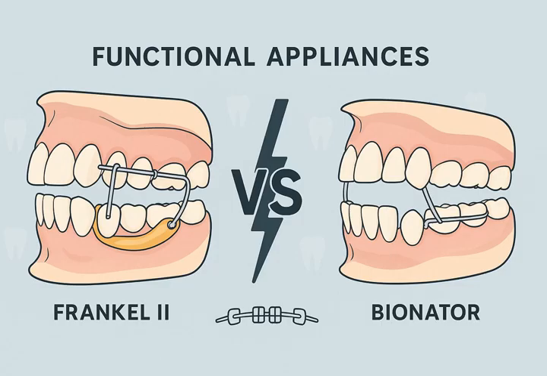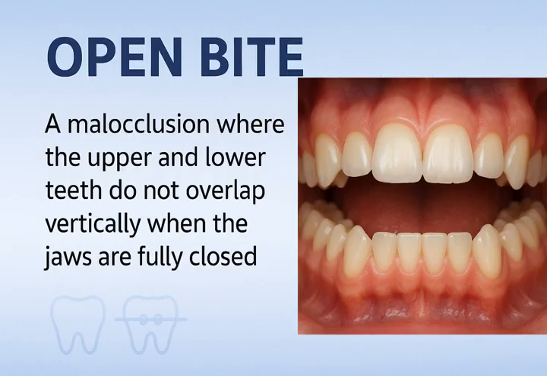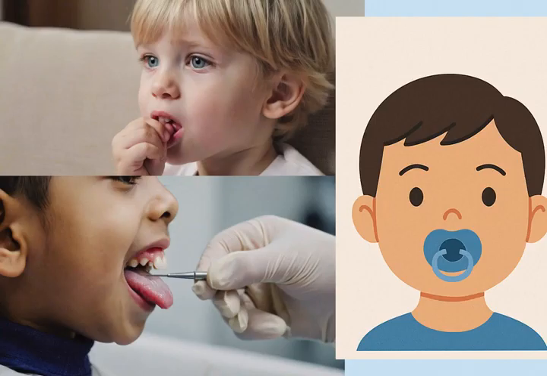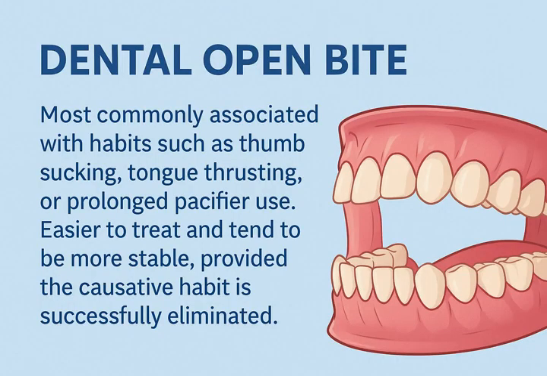Dental open bite. A dental open bite occurs when the anterior teeth fail to overlap vertically due to dental eruption problems rather than underlying skeletal growth discrepancies. This condition is most commonly associated with habits such as thumb sucking, tongue thrusting, or prolonged pacifier use. The primary issue lies with the positioning of the teeth, not the jaw bases themselves.